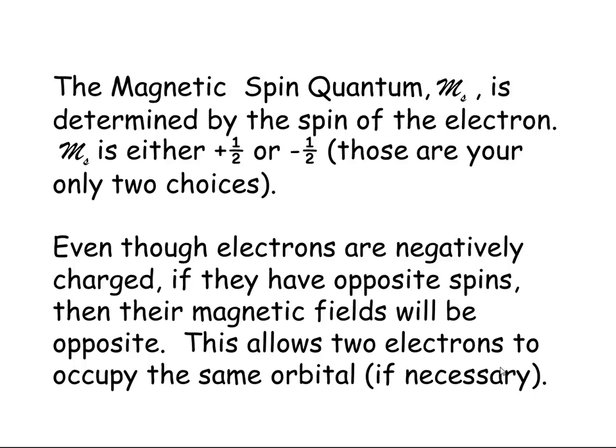Now, initially you think this doesn't make sense because electrons are negative, so they want to repel. But if you have a charged particle and it is spinning, it will create a magnetic field. Two electrons will tolerate one another in the same orbital if they have opposite spins. Therefore, their magnetic fields will be opposite. That's why your only choices for the magnetic spin quantum number are plus 1/2 or minus 1/2.